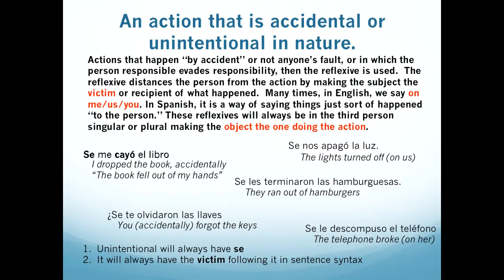Se cayó. Se apagó. Se terminaron. Se olvidaron. Se descompuso. These are the reflexive verbs. We'll always have se, but look what falls in between them: the indirect object pronouns, the victims of the unintentional action.